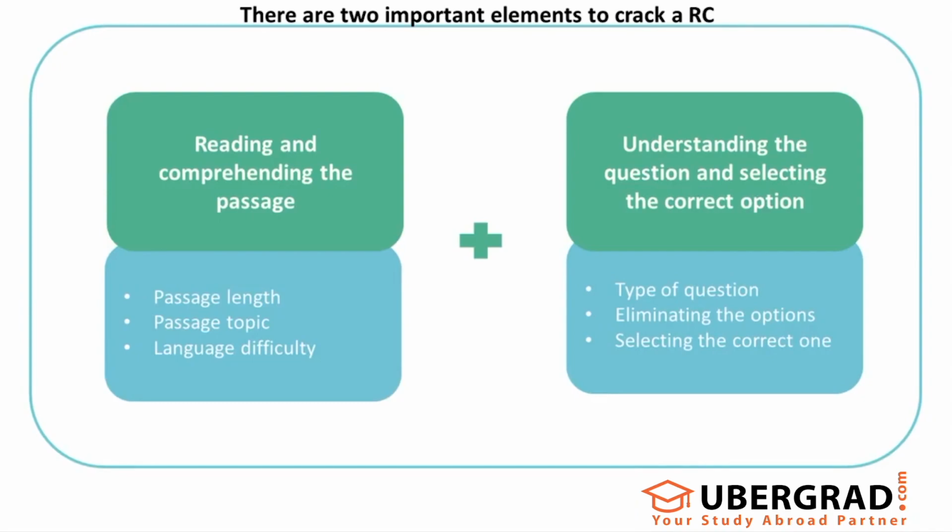The other element is also about the topic. The passage could be from a science and technology topic, or business, economics, history, arts, literature. Depending on your comfort zone, you will be able to read certain passages with much better comfort, understand and read them quicker, compared to topics which you have no clue about, which you are not used to reading. You'll find it really difficult to understand and read faster.